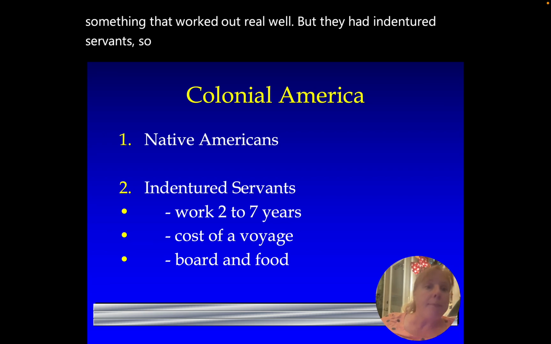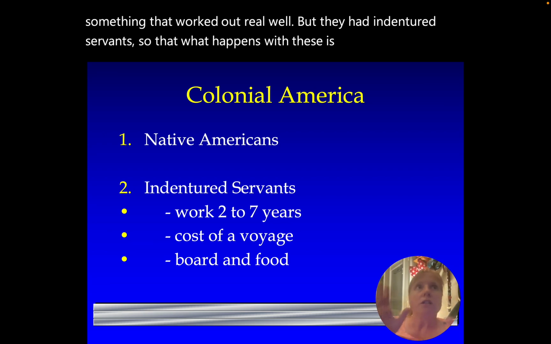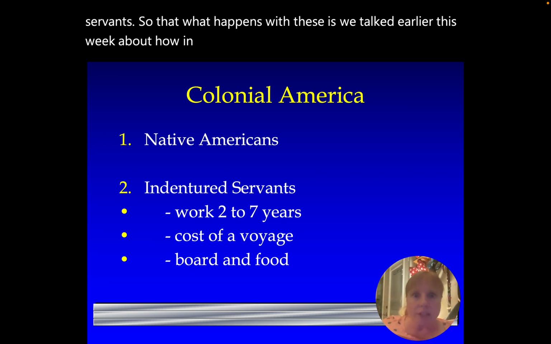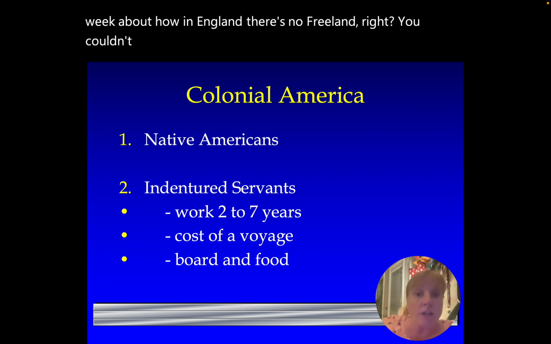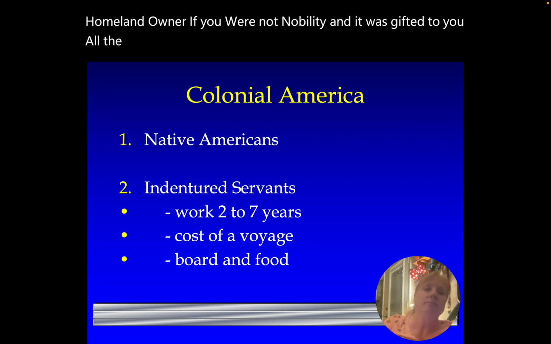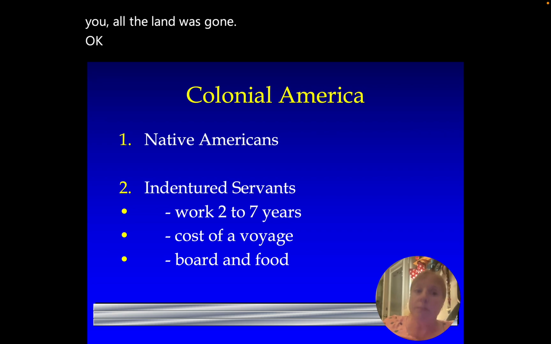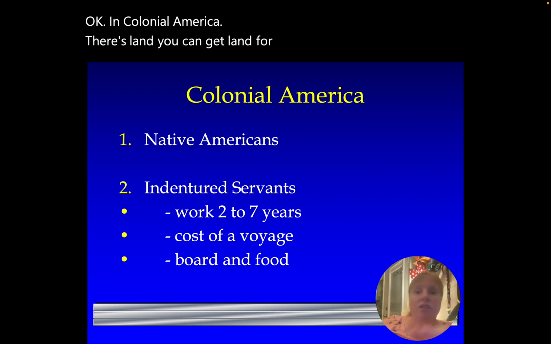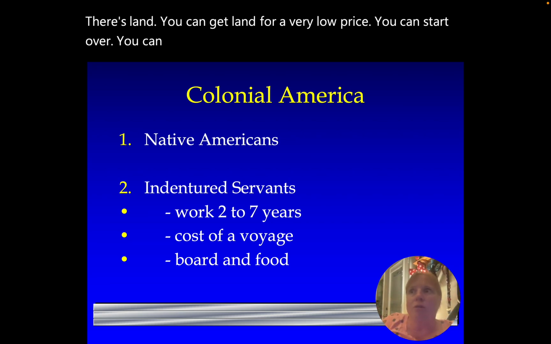So what happens with these is, we talked earlier this week about how in England, there's no free land, right? You couldn't become a landowner if you were not like nobility and it was gifted to you. All the land was gone. Okay. Well, in colonial America, there's land. You can get land for a very low price. You can start over. The sky's the limit what you can do.